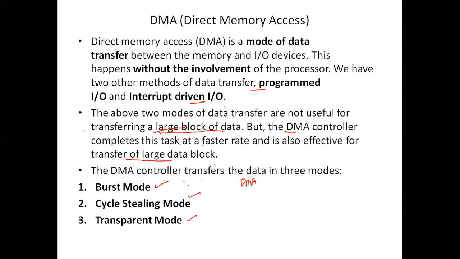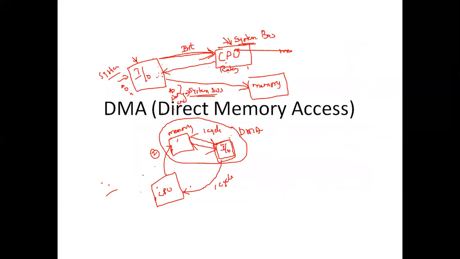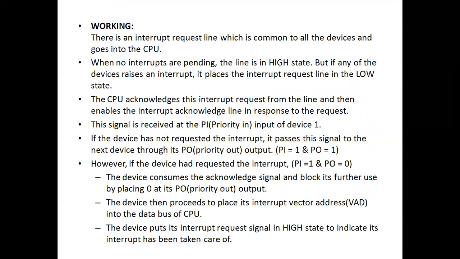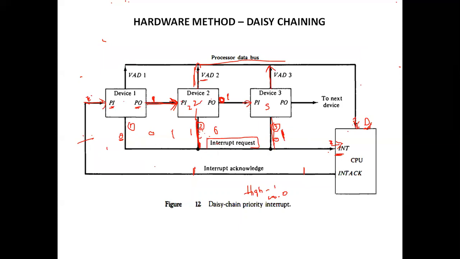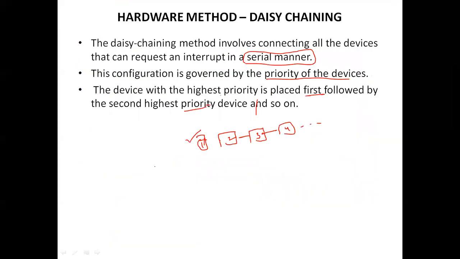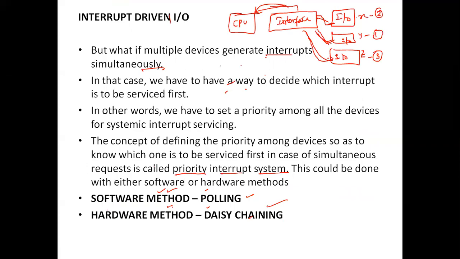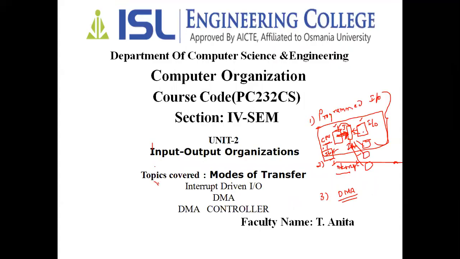And these are the three modes of data transfer, that is the burst mode, cycle stealing mode, and transparent mode. And previously we covered interrupt driven IO, the software method, which is polling, and the hardware method, which is daisy chaining. And that's all for today's class, students. And with this you have completed your modes of transfer, the different modes of transfer.